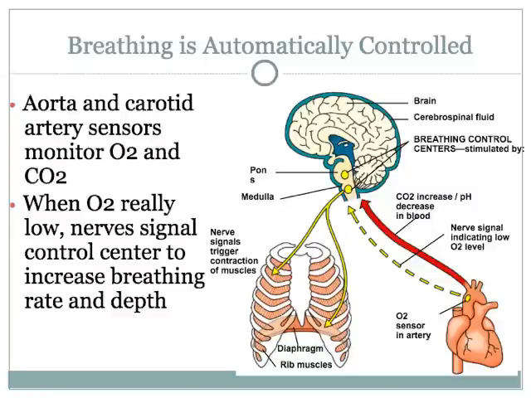So in addition to the brain centers that I just talked about in the last couple of slides that monitor CO2, you also have sensors in your aorta and your carotid artery that monitor both oxygen and carbon dioxide. Basically, if oxygen is really low, these nerves signal your brain to tell you you better breathe faster. We're not going to go into it as in depth as we did the other one.